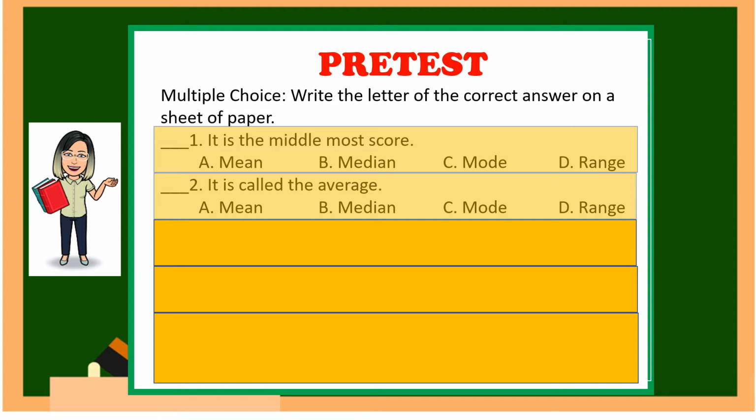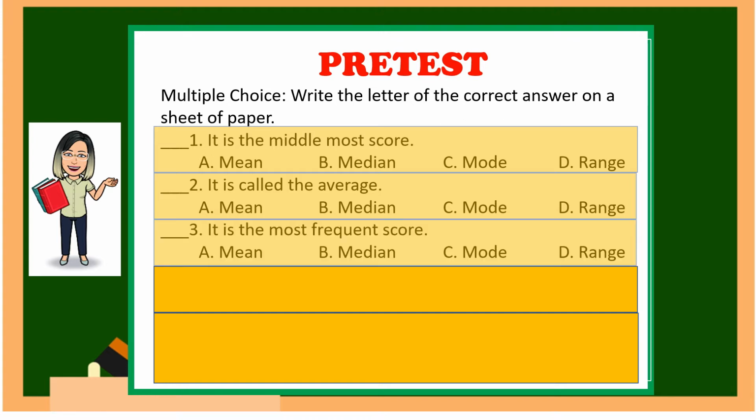Number 2, it is called the average. Letter A, mean. Letter B, median. Letter C, mode. Letter D, range. Number 3, it is the most frequent score. Letter A, mean. Letter B, median. Letter C, mode. Letter D, range.